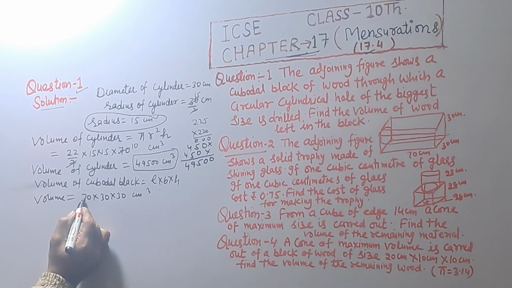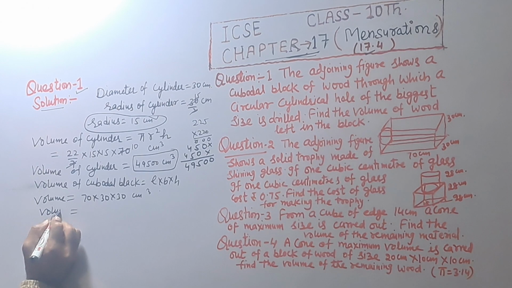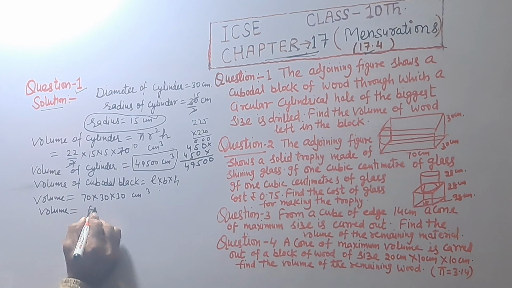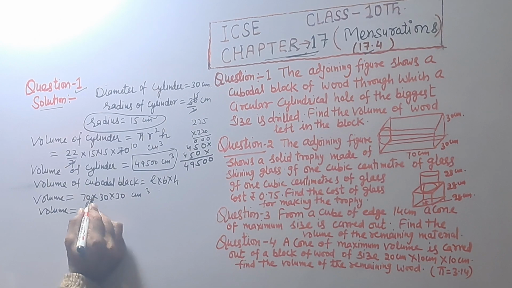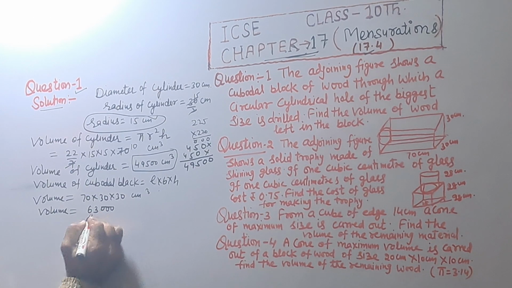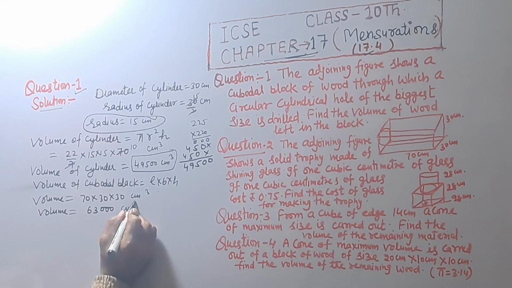3 3s are 9, 9 7s are 63. So volume is equal to 63,000 centimeter cube.